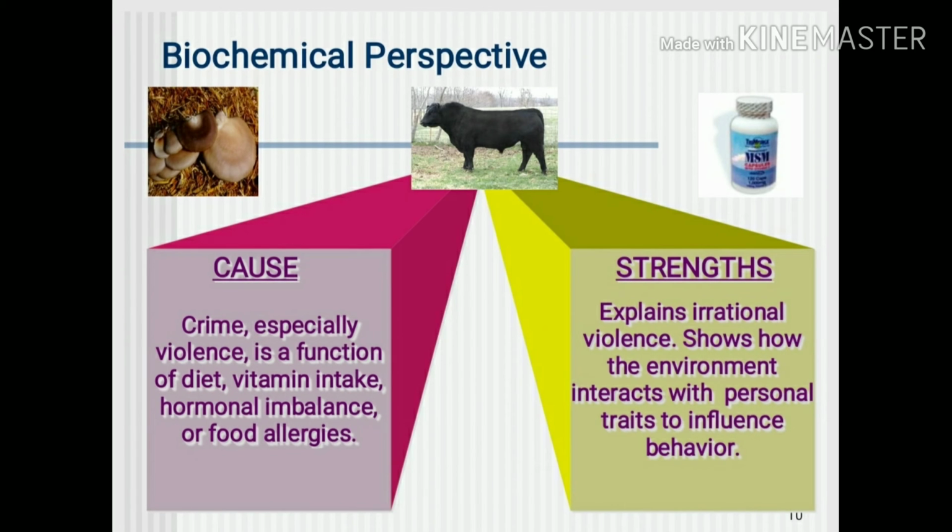The first one is biochemical. The major premise of the theory is that crime, especially violence, is a function of diet, vitamin intake, hormonal imbalance, or food allergies. The strength of the theory is that it explains irrational violence. It shows how the environment interacts with personal traits to influence behavior. The research focuses on diet, hormones, enzymes, environmental contaminants, and lead intake.